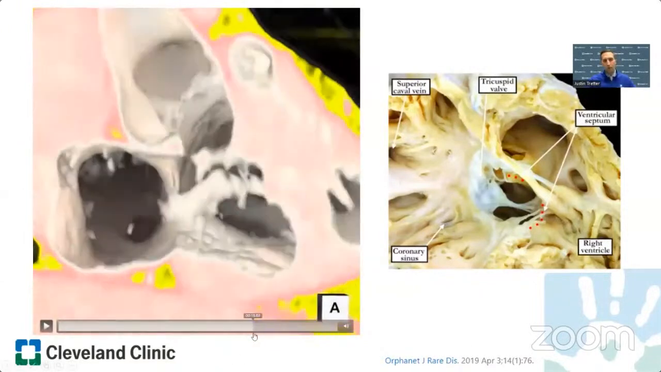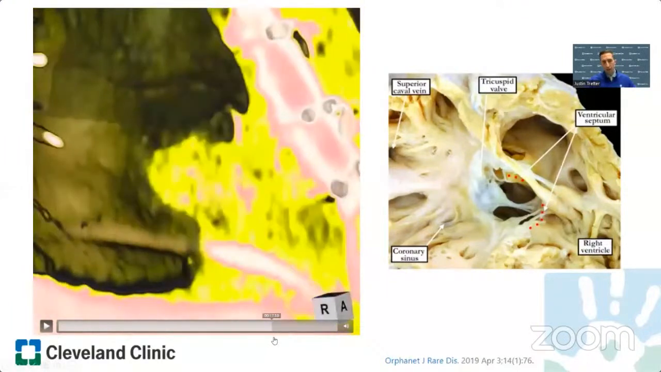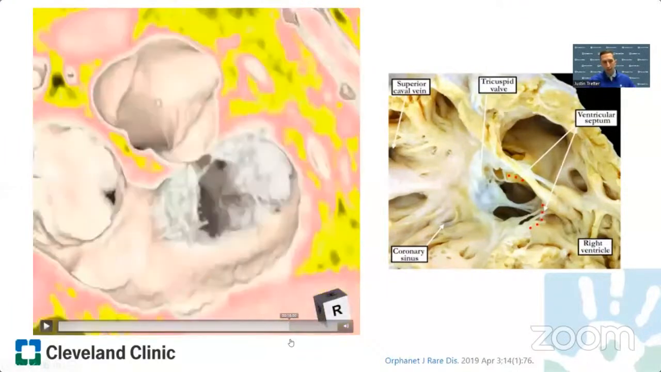And then we can rotate into a short axis of the AV valves. Again, that mitral valve is oversewn. There's an aortic root wedged in between the AV valves, and here's the tricuspid valve. And right in between the leaflets, we see that malaligned crest of the ventricular septum, which is malaligned anteriorly relative to where the atrial septum would be. And it's residing right around 50% within the orifice of the tricuspid valve.